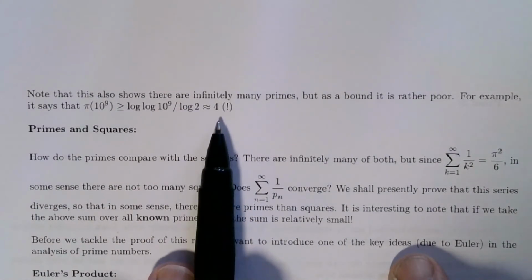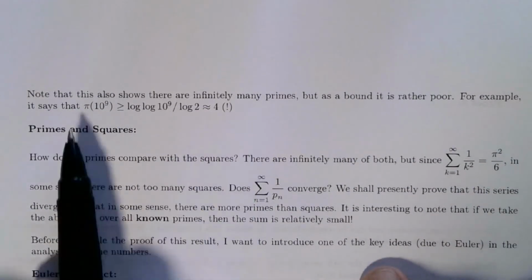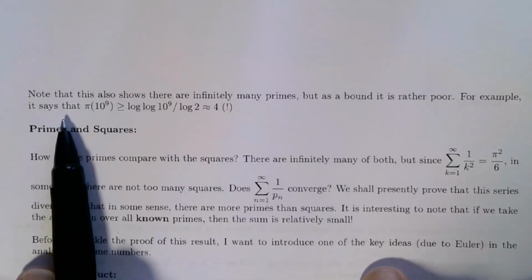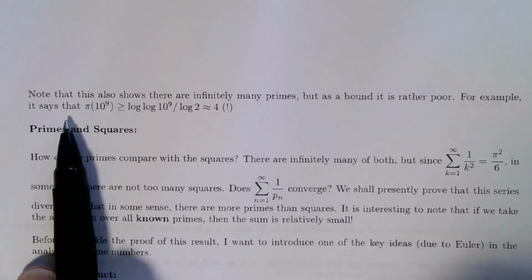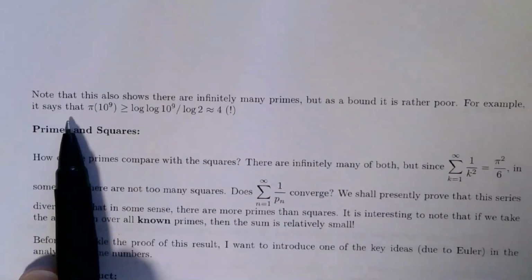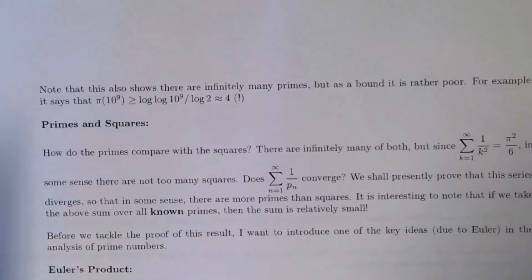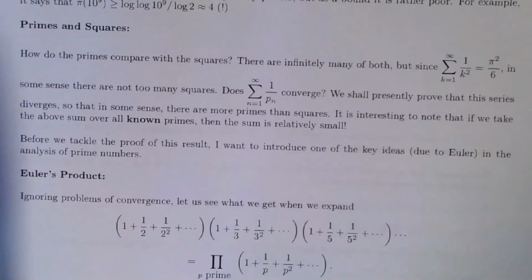Well, it's no big surprise that there are more than 4 primes between 0 and 10 to the 9th, so it's not a particularly useful bound, but we have to start somewhere with this, and at the moment just using simple bare hands techniques, that's all we can get. We'll do a little bit better shortly.